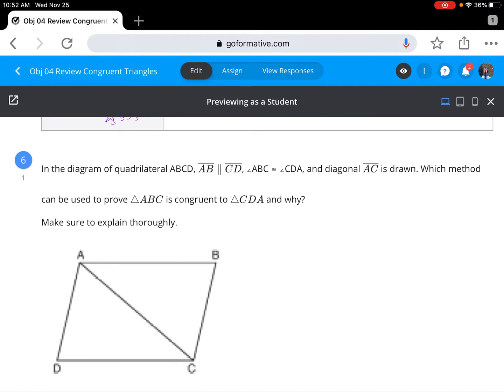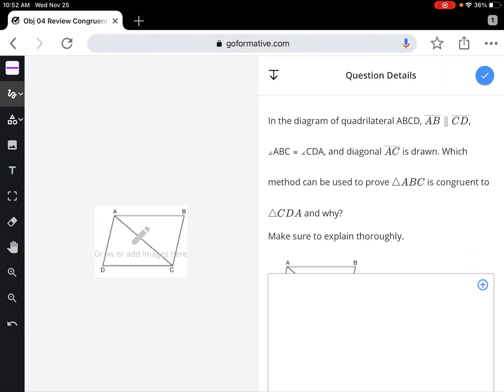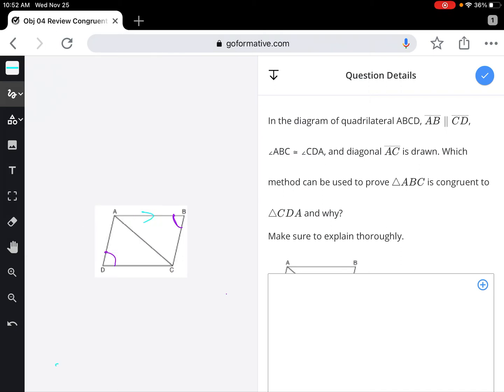Which method can be used to prove that ABC is congruent to CDA, and why? So this is an essay form. I know angle ABC, so this angle here is congruent to CDA. That's one thing that I know. What else am I given? I'm given AB is parallel to CD, and that's it.